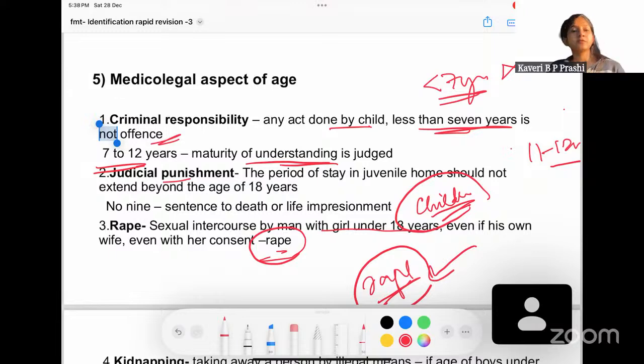But remember that if the woman is less than 18 years, even if the person has been married to that woman, even if she is his wife, even if she's given consent, it is all considered as rape only.